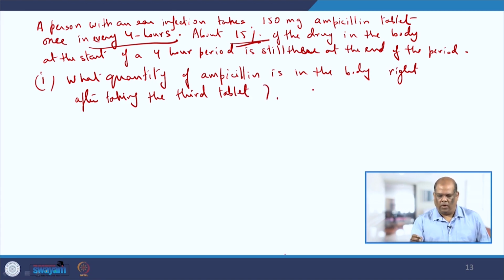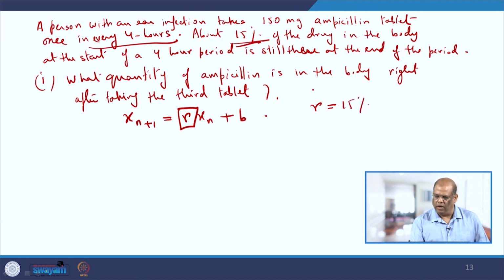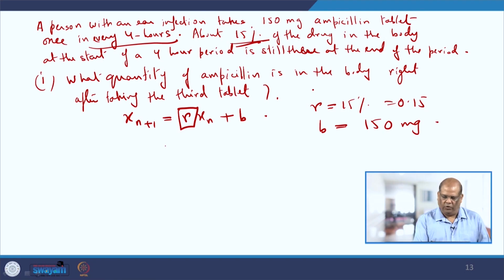So, as we have modeled this before, the model equation is xn plus 1 is Rxn plus B. So, R is the fraction of the drug which is present in the body. In this particular case, R is 15%, which is 0.15, and the dose every 4 hours is 150 mg. And we have shown that this is equal to B times 1 minus R to the power n plus 1 divided by 1 minus R.